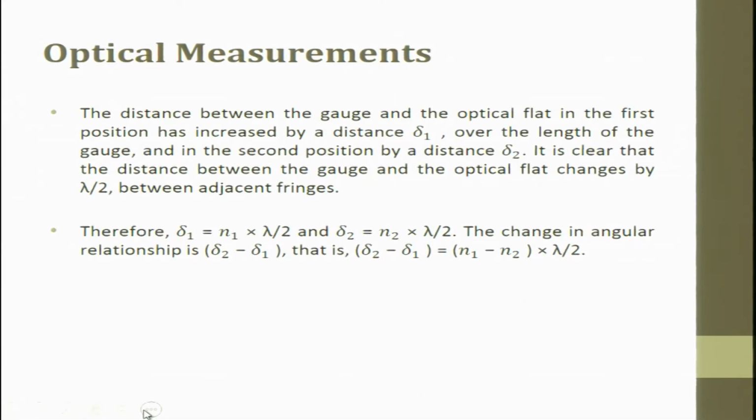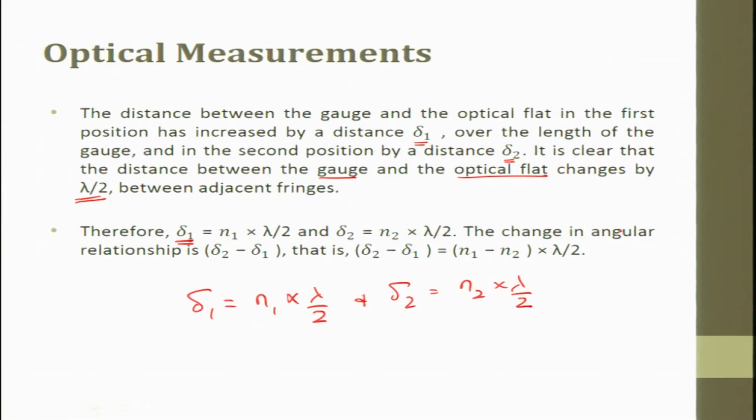Let us say the distance between the gauge and the optical flat in the first portion has increased by a distance del 1 over the length of the gauge, and in the second position by a distance del 2. It is clear that the distance between the gauge and the optical flat changes by lambda by 2 between adjacent fringes. Therefore, del 1 is n times lambda by 2, and del 2 will be n times lambda by 2.